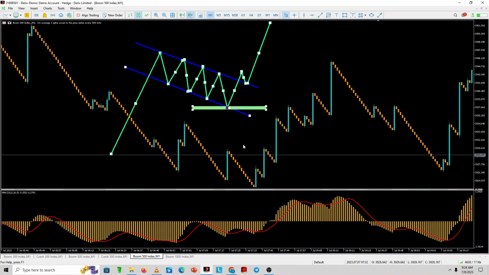So this is what I'm going to be teaching you guys, how you can grow an account to a very big size using these less risky types of trades when trading spikes.